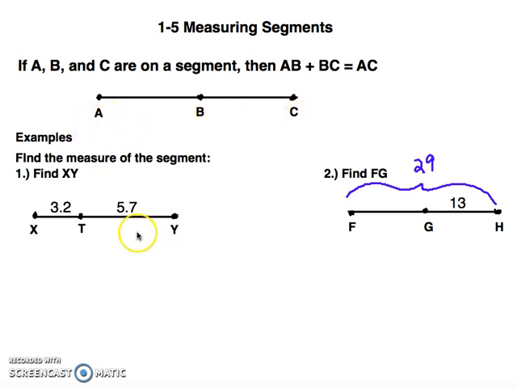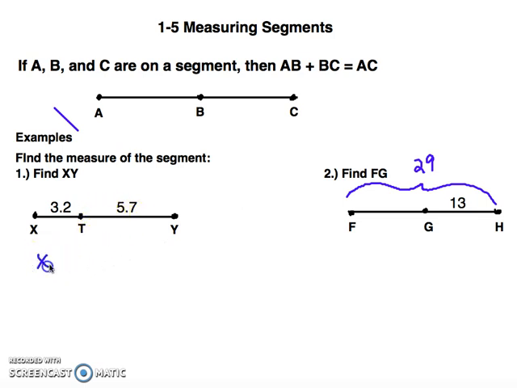So let's take a look at a couple examples. First of all, we want to find the measure of the segment. So in this case, we want to find the measure of the segment XY. So if we look here, we know XT is equal to 3.2, and TY is equal to 5.7. So if we go back up here to this statement that AB plus BC equals AC, we should be able to just add those together.